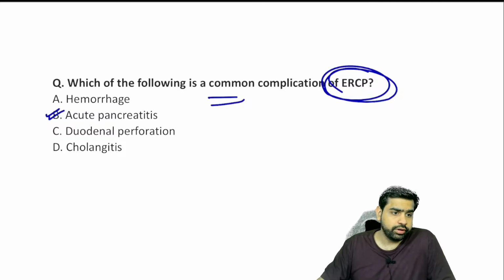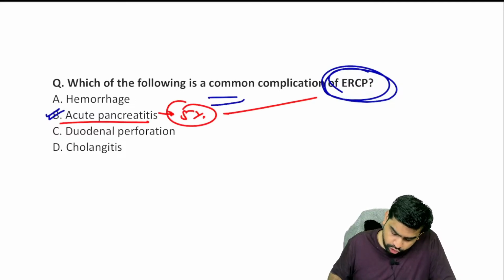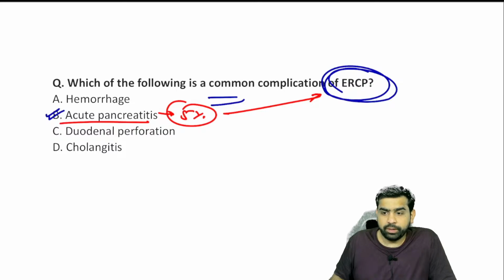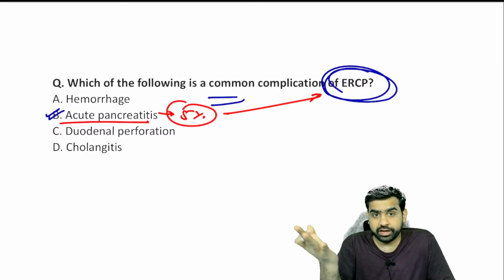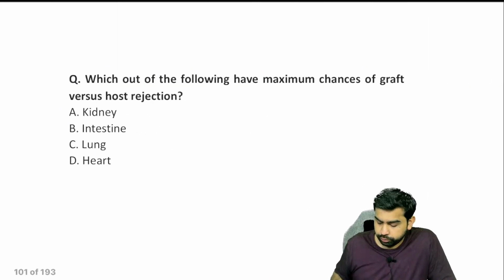So the most common complication of an ERCP is acute pancreatitis. This is present in around 5% of the patients undergoing an ERCP. ERCP is endoscopic retrograde cholangiopancreatography. That's what you need to understand. The most common complication is acute pancreatitis.